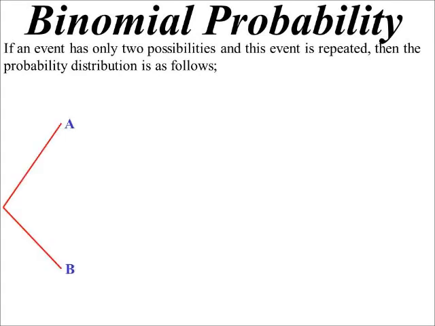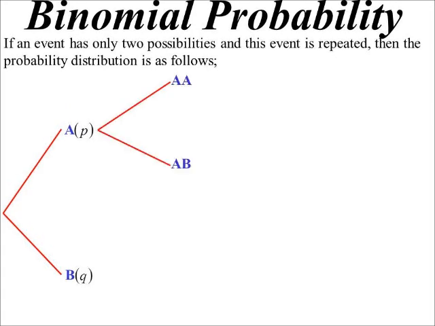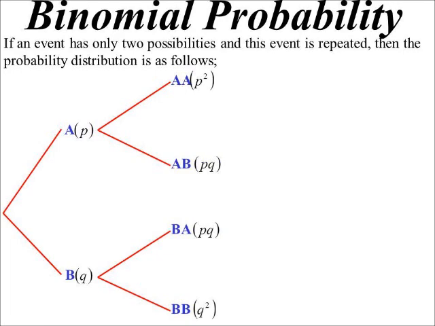Well, if I did it once, A could happen or B could happen. And we'll say the probability of A happening is P and the probability of B happening is Q. We do it another time, and I could get AA or AB, or BA or BB. And the probabilities then would go P squared, PQ, PQ, Q squared.